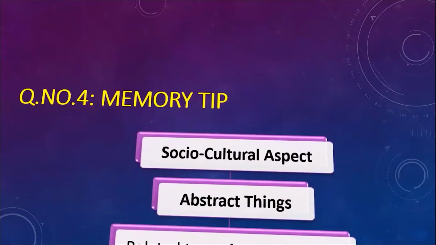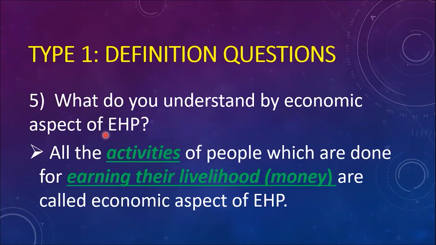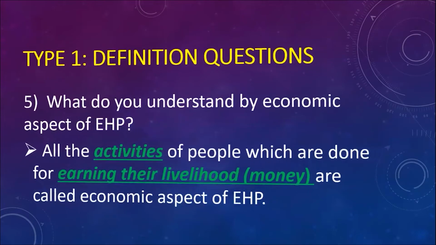Let's go to next question. What do you understand by economic aspect of EPH? All the activities, look here, I have highlighted here activities, all the activities of people which are done for earning their livelihood or earning money for income are called economic aspect of EPS. So here I have underlined these two, activities and earning their livelihood or money. So economic aspects are focused to the activities.